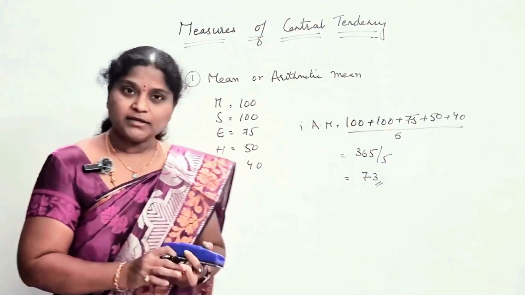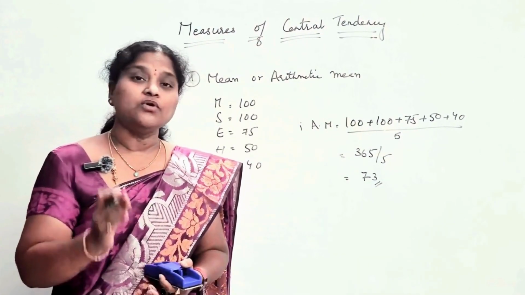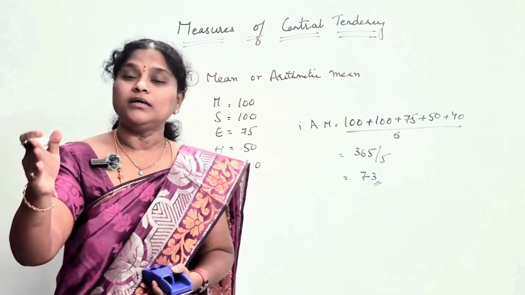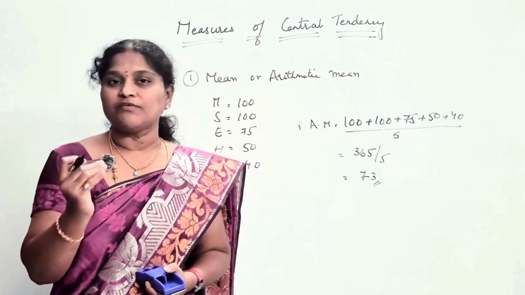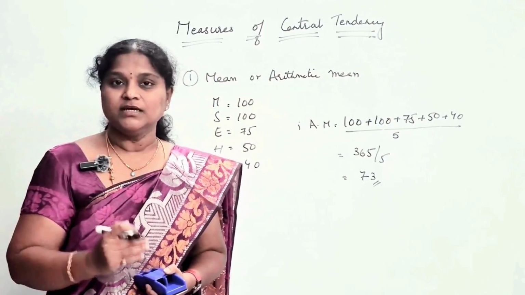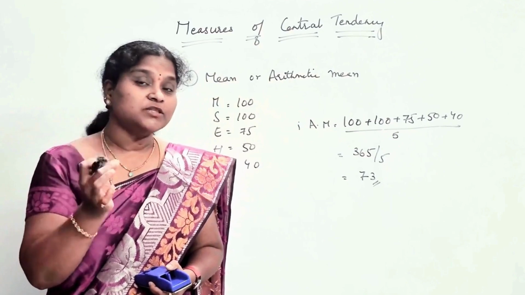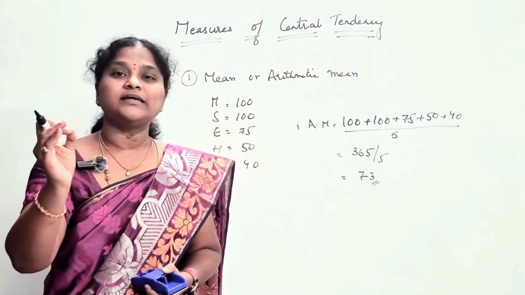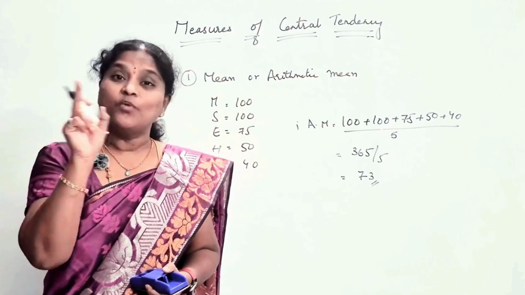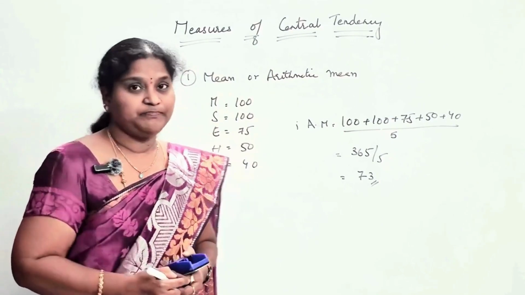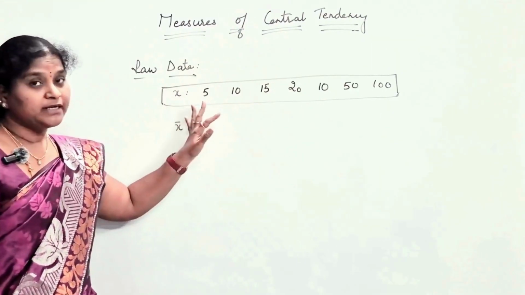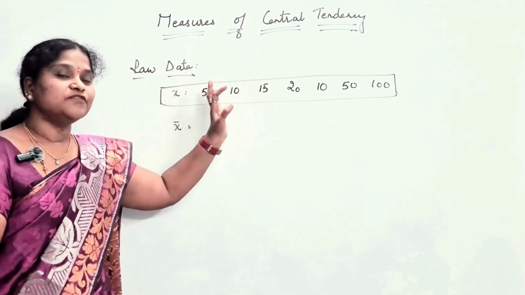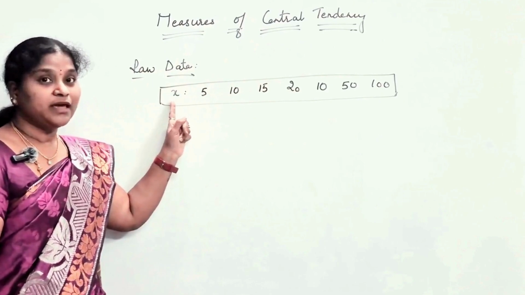Now, we know that data can be divided into raw data, independent or discrete data, or continuous or grouped data that we have already seen in the previous class. We will see how the arithmetic mean can be applied to raw data, discrete data, and continuous data individually with problems as examples. We know that raw data has all the values unique and the values are represented with X.